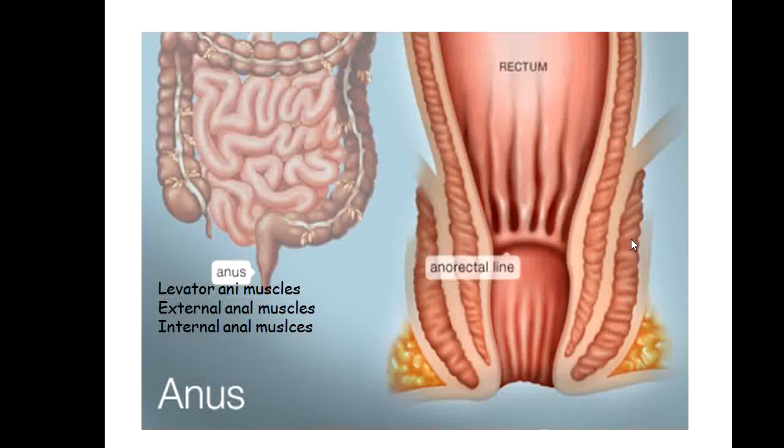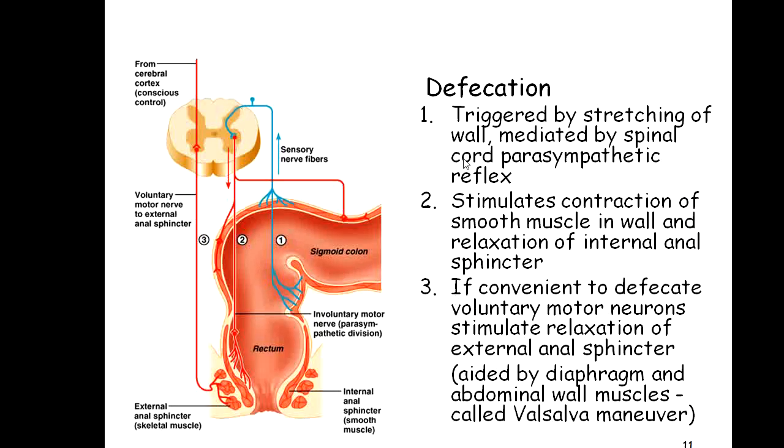The external smooth muscle is voluntary, under voluntary control. The internal muscle is not under voluntary control; it is involuntary, under autonomic control. In this diagram you can see how defecation takes place. Defecation is triggered by stretching of the wall, mediated by the spinal cord parasympathetic reflex.